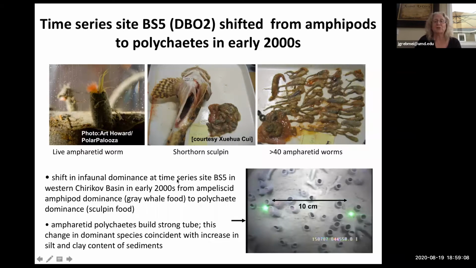So this dominance shifted at this site in the early 2000s, and it's never come back with amphipoliscids, which matters for the gray whales, but it is important for the sculpins. So the sculpins have taken advantage of this micro area here, and they build these strong tubes so they can tolerate the faster currents, and on a micro scale they're able to influence what we call boundary currents. So a current can flow over the bottom of the ocean, but it doesn't go as fast right near the surface of the sediments. It's called the boundary layer, and it gives a chance for this material to settle out. So they have occupied this new niche.